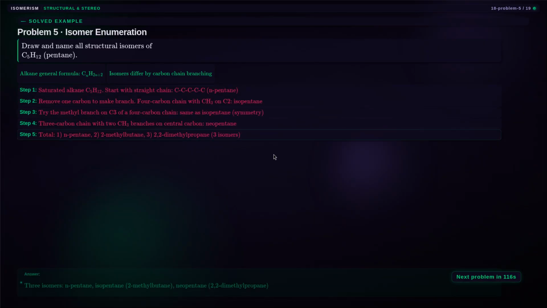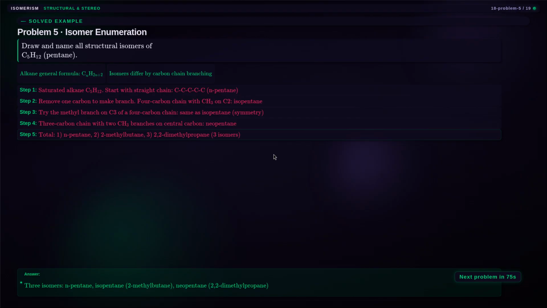Problem 5. Isomer enumeration. Draw and name all structural isomers of C5H12, pentane. Step 1. This is a saturated alkane. Start with the straight chain, C-C-C-C-C. This is n-pentane. Step 2. Remove one carbon to make a branch. A 4-carbon chain with a CH3 branch on carbon 2. This is isopentane, also called 2-methylbutane. Step 3. Try the methyl branch on carbon 3 of the 4-carbon chain. This gives the same molecule as isopentane due to symmetry.